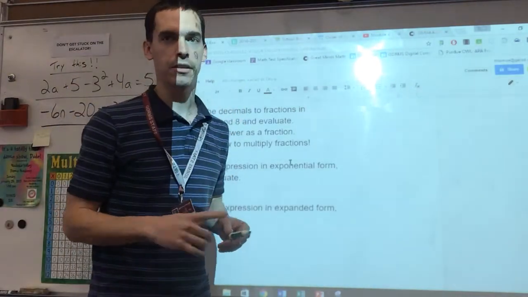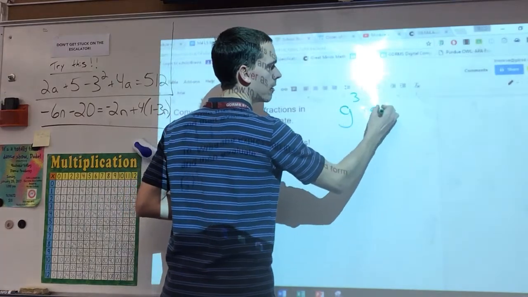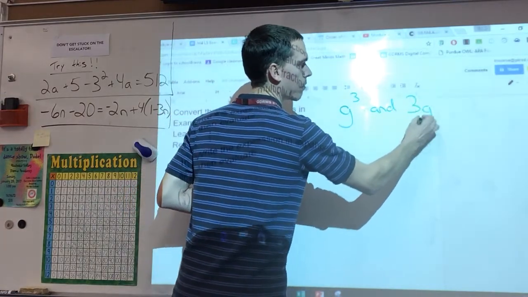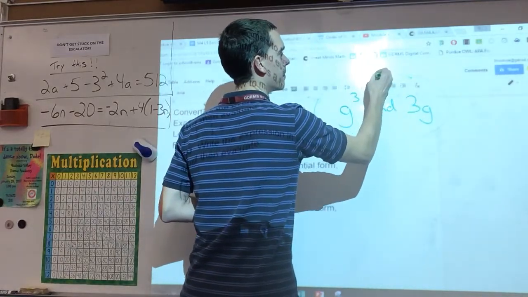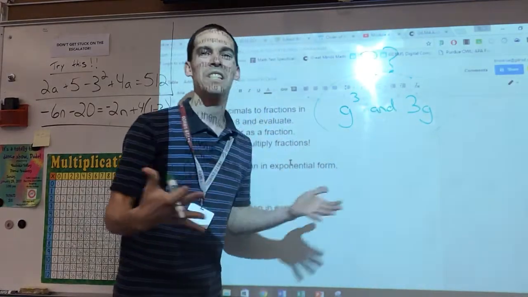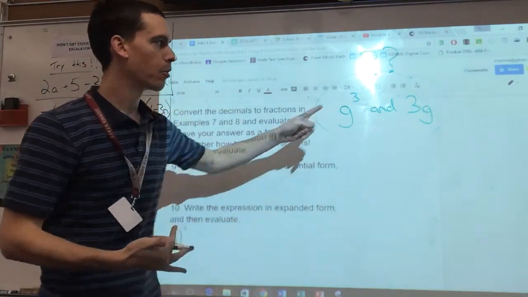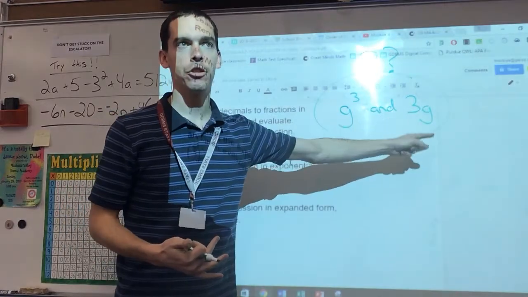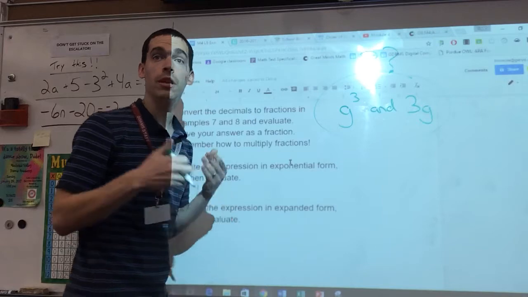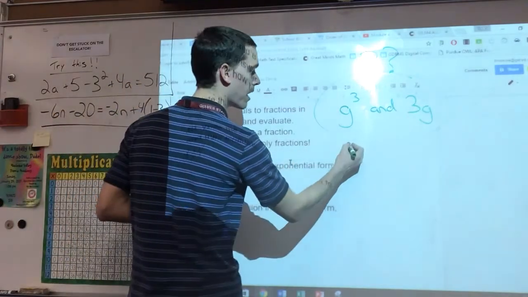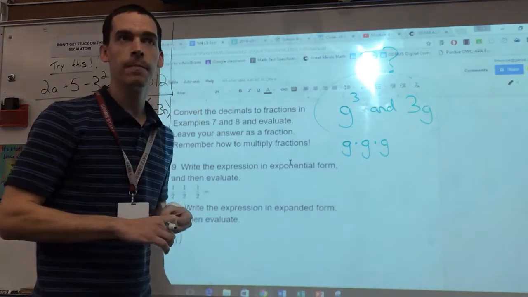So back to number 6. We had the difference between g to the third and 3g. What's different about those two? What is different? They both have a 3. They both have a g, so what's different here? Well, g to the third power with an exponent of 3 is multiplying that 3 times. I've got g times g times g.